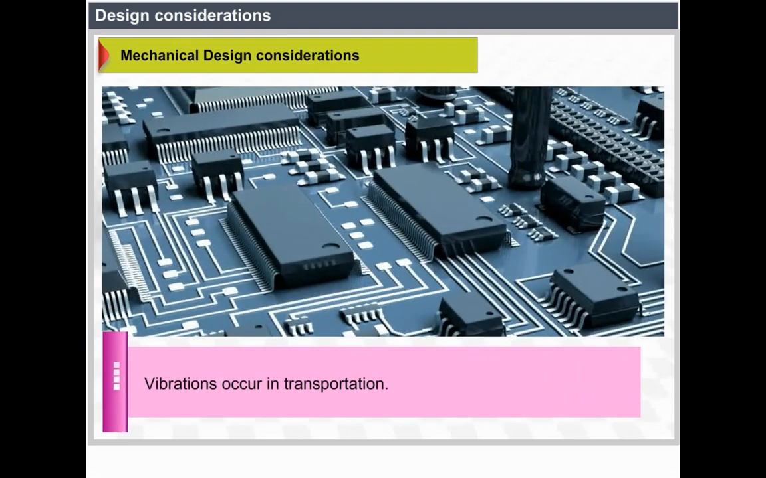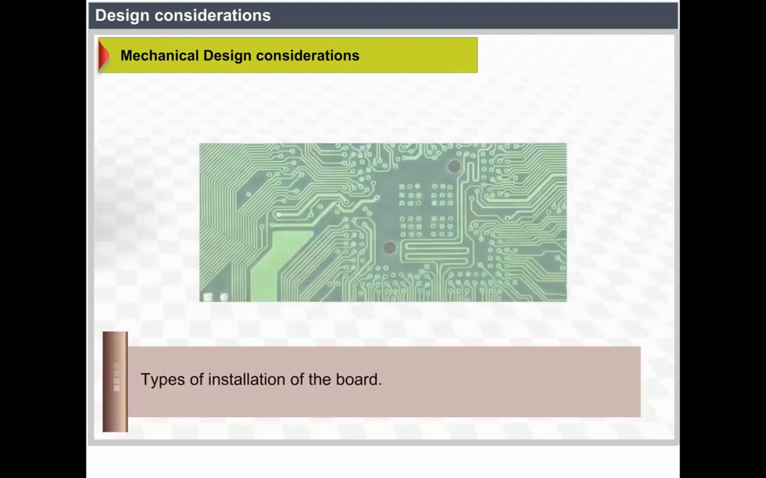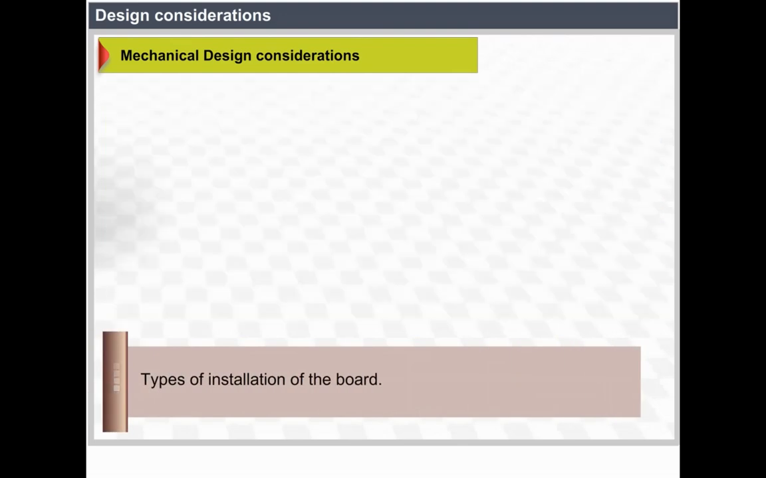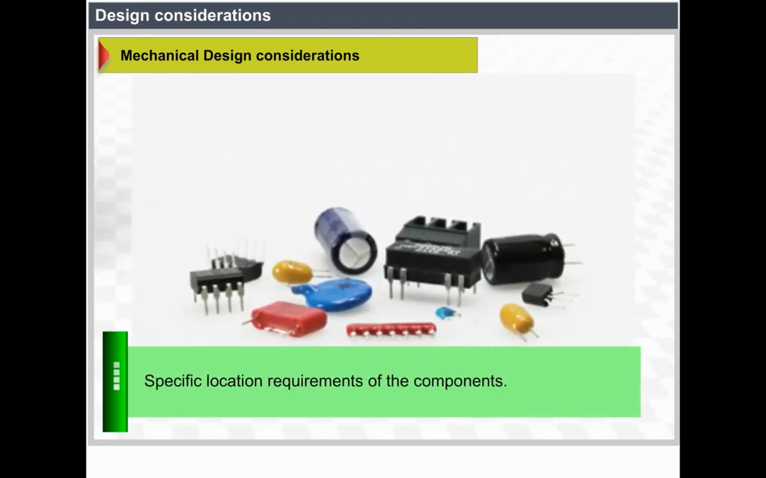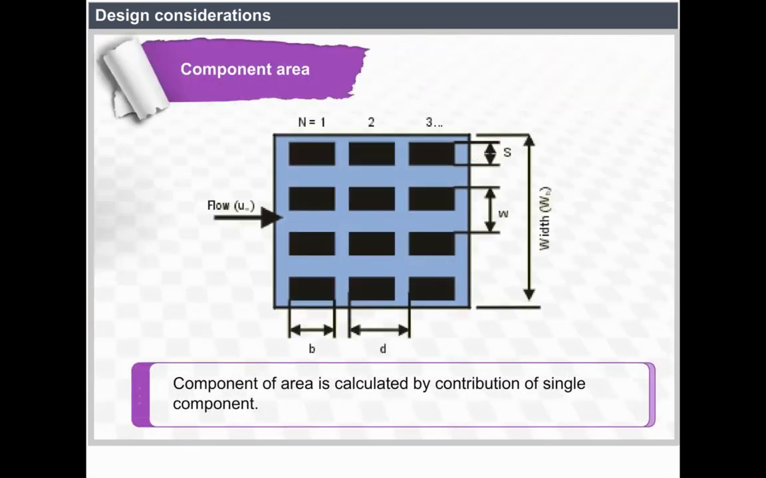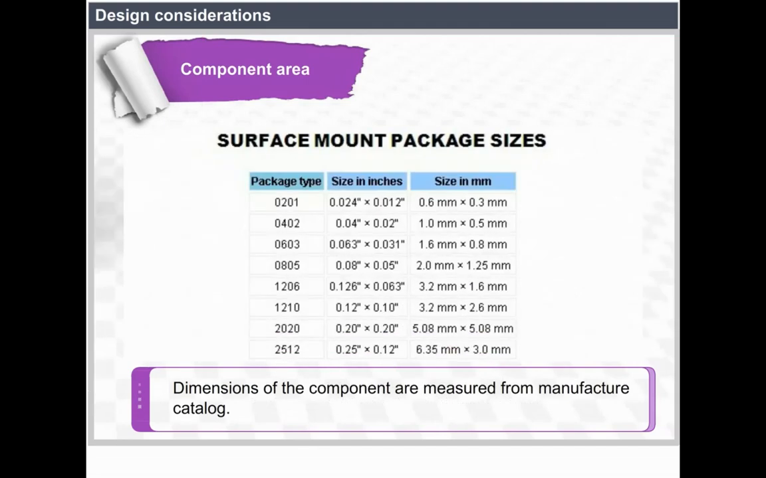Vibrations occur in transportation. Types of installation of boards. Method of cooling. Specific location requirements of the components. Component area. Component area is calculated by the contribution of each single component. Dimensions of the component are measured from the manufacturer's catalog.